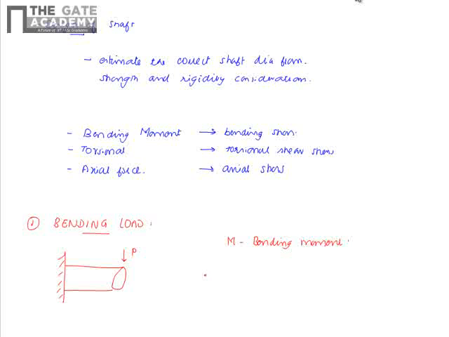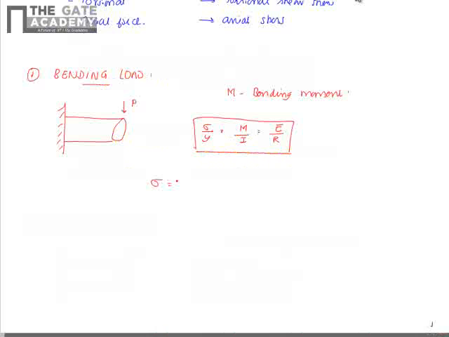then we have the bending equation, which is given by sigma by y equals M by I equals E by R. This is the bending equation, where sigma is the bending stress at a fiber which is at a distance of y from the neutral axis. M is the bending moment at that plane of the shaft. I is the moment of inertia of the area about the neutral axis. E is the Young's modulus or the elastic modulus of the material, and R is the radius of curvature. So therefore sigma can be written as M y by I.